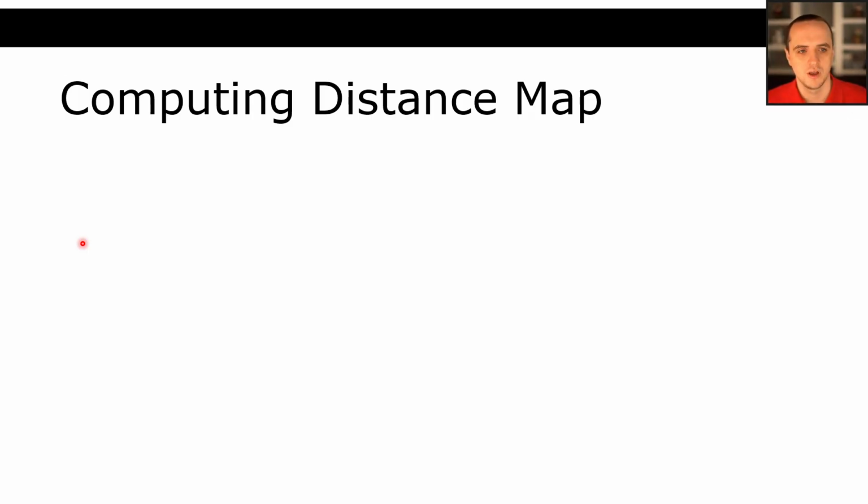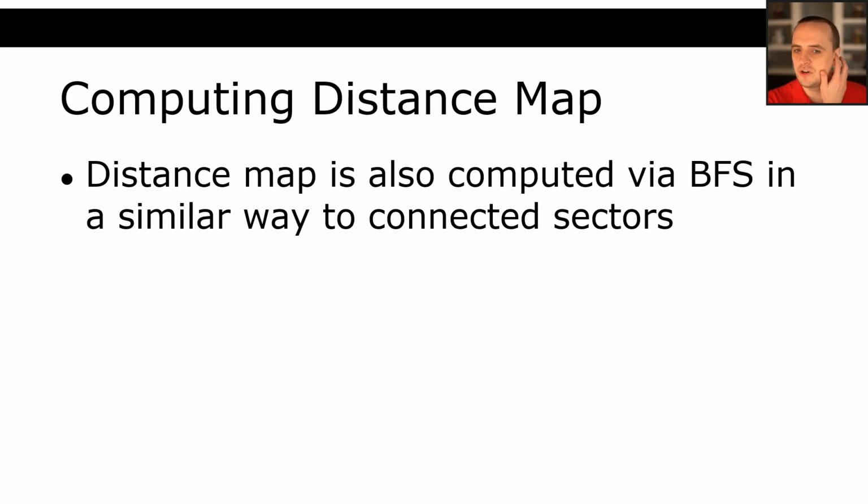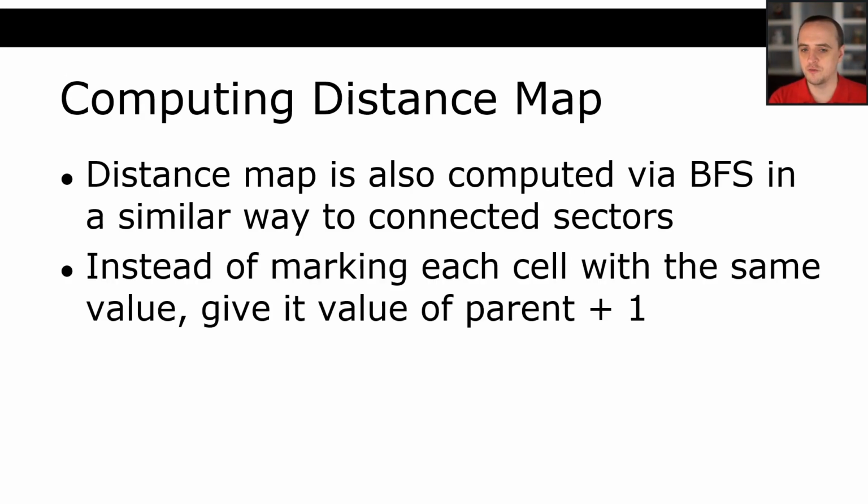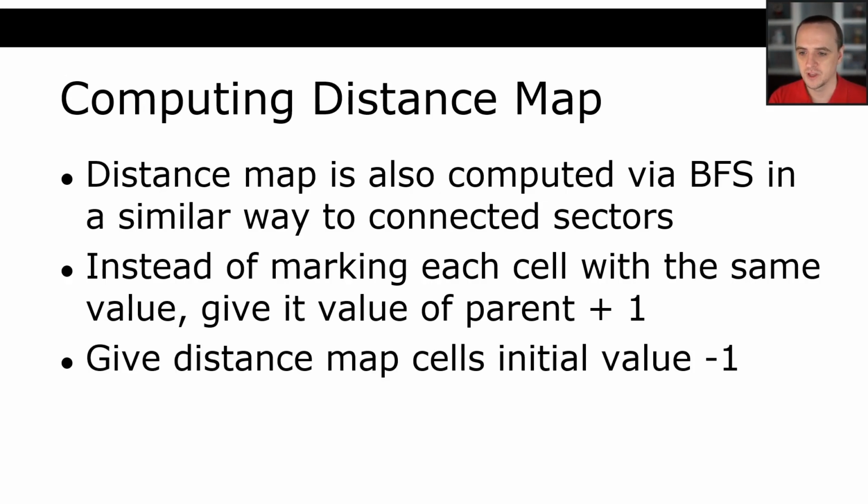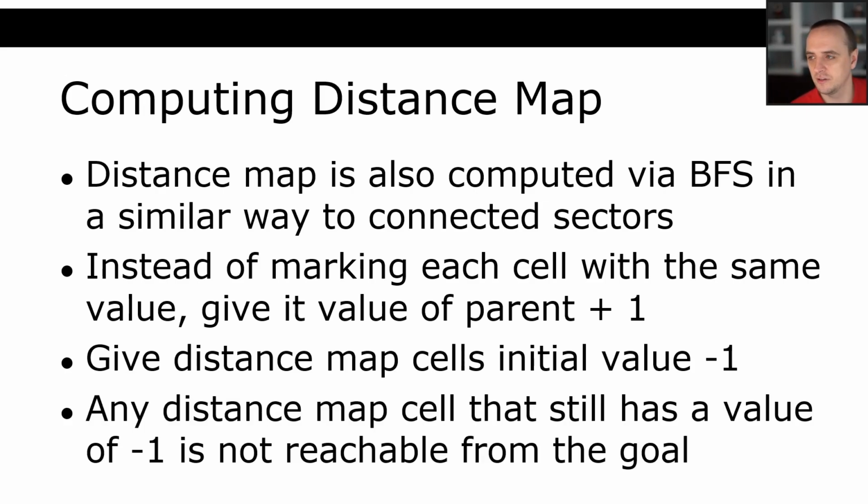Cool. So the distance map is computed via BFS in a similar way to the connected sectors, right? But instead of marking each cell with the same value, we're going to give it a value of the parent plus 1. And we're going to give each distance map cell an initial value of -1. And that means once we're finished computing the distance map, any cell that has a value of -1 is not reachable from the goal, okay?